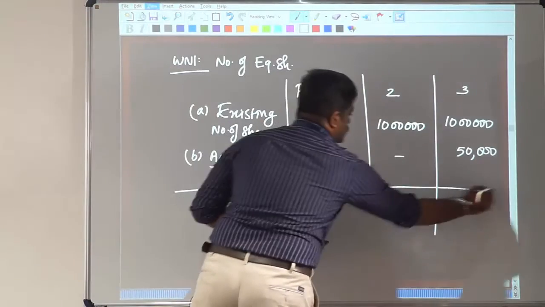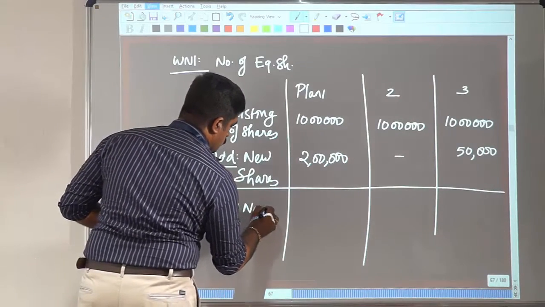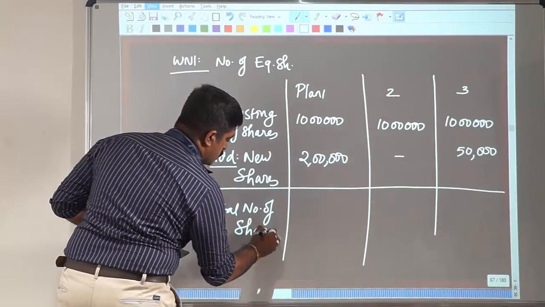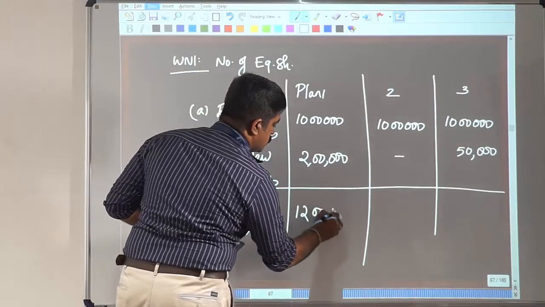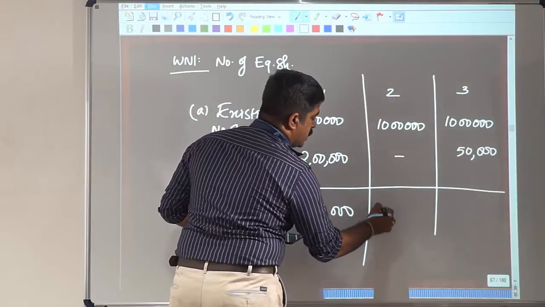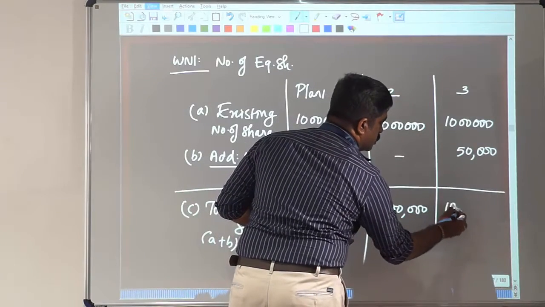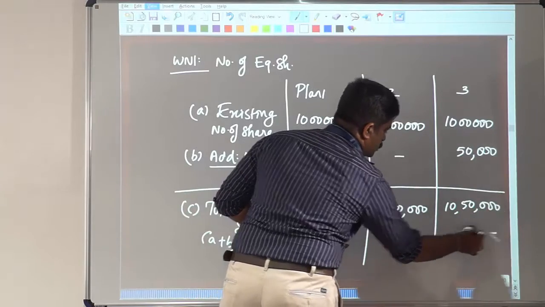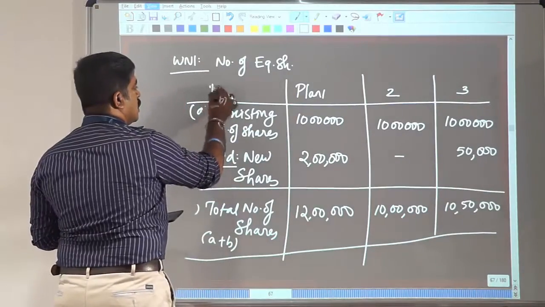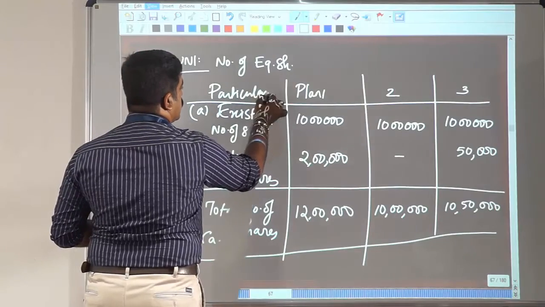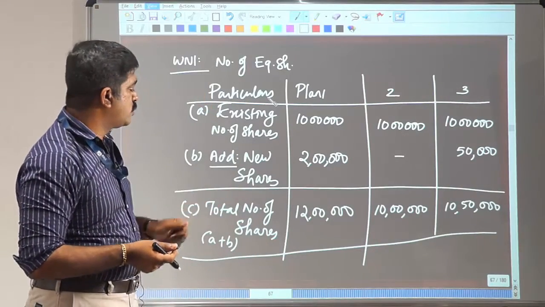Let me total this. It is the total number of shares, which is A plus B. Here it is 12 lakhs. Here it is only 10 lakhs, and in the third case it is 10 lakh plus 50,000, so it is 10 lakh 50,000. This information is very relevant, because if you want to calculate EPS, you cannot calculate EPS without knowing the number of shares. So now we have the total number of shares.